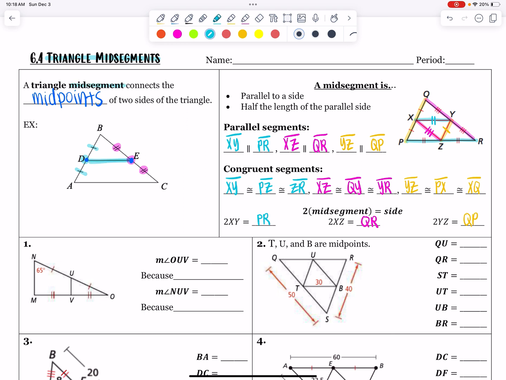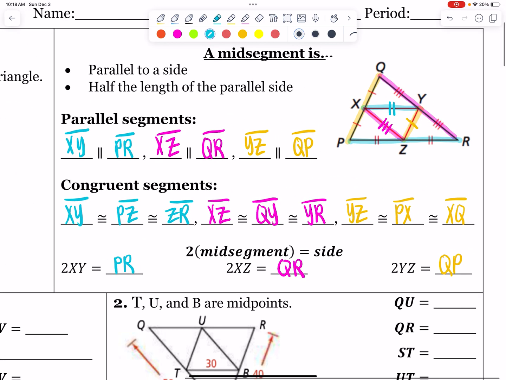We learned a few important things about it when we were doing our GeoGebra exploration. The first thing we learned is that it's going to be parallel to the third side. You can see that those two blue segments are parallel. Those two pink segments are parallel. They're facing the same way and they'll never cross. And those two yellow segments are parallel and they never cross as well. We also learned that it is half the length of the parallel side. So it's exactly half the amount.